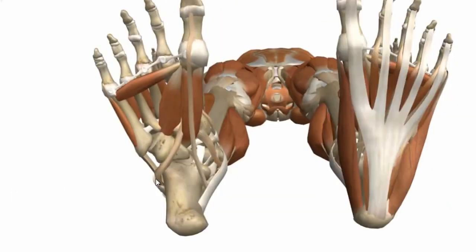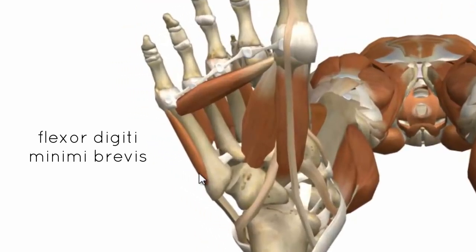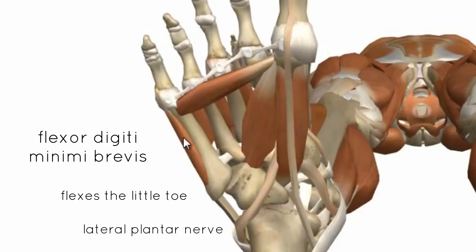Finally we've got this little muscle here, the flexor digiti minimi brevis. This just means the small flexor of the smallest toe. As you can see, it originates on the base of the fifth metatarsal, and it inserts laterally on the base of the proximal phalanx of the little toe. So it flexes the little toe, and this is innervated by the lateral plantar nerve.